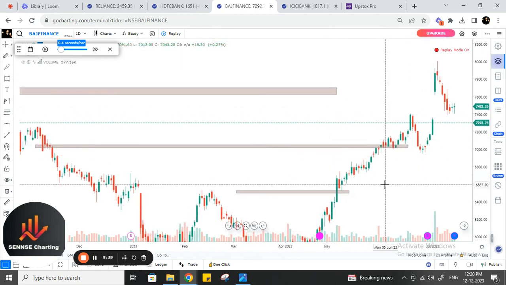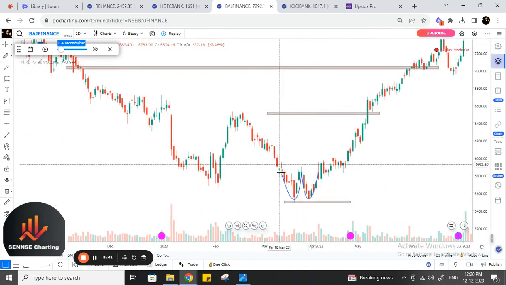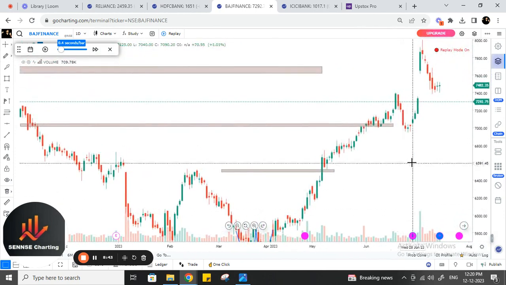So this is how you should use the double bottom pattern and trade accordingly in your investment and trading plan.